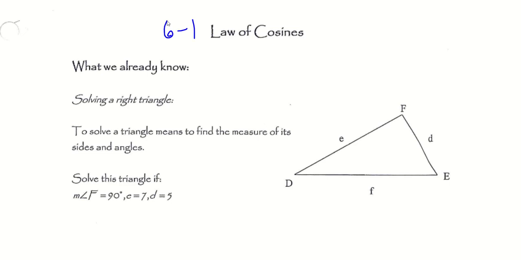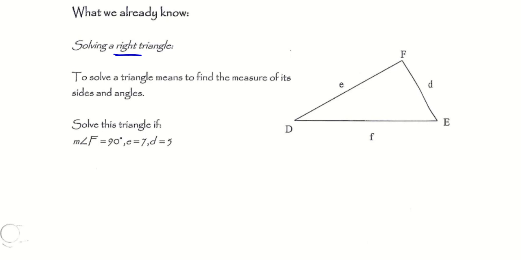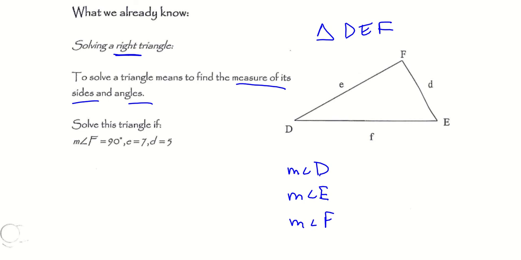What we already know. We really already know how to solve a right triangle. To solve a right triangle, or any triangle for that matter, means to find the measure of its sides and angles. So this is triangle DEF, and to solve it means I want to find the measure of angle D, angle E, and angle F, and I want to find the lengths of each of the sides of this triangle. So I want to find the length of side D, side E, and side F.